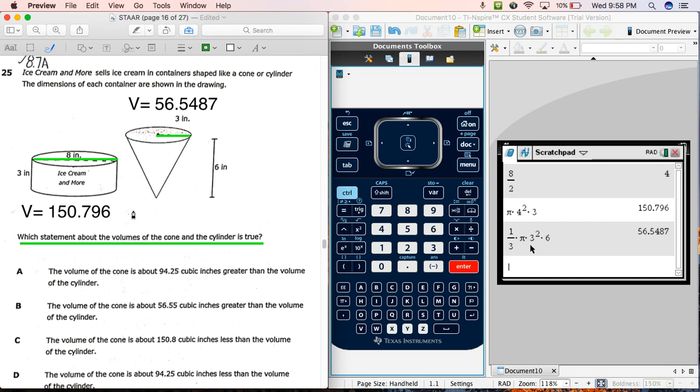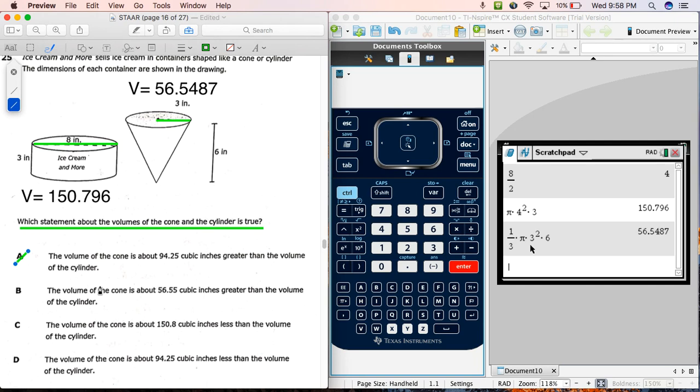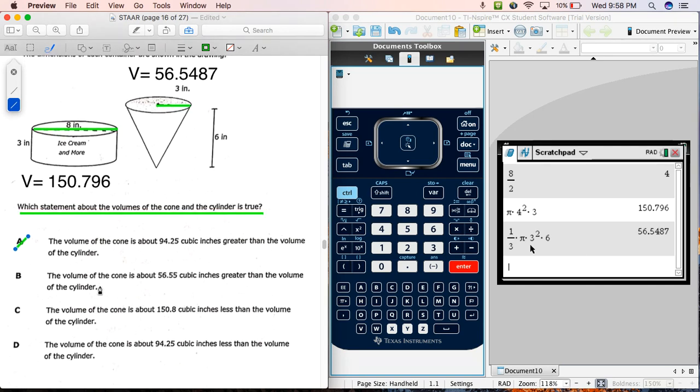There's no way that this is smaller than that. If I subtracted this, it wouldn't make sense, okay? Because there's no way that the volume of the cone, which is 56.5, is bigger than the volume of the cylinder, which is 150.7. Okay, so what I'm gonna do is I'm gonna cross off letter A. Okay, the next thing I'm gonna look at is letter B.